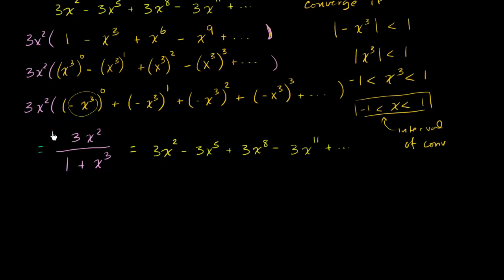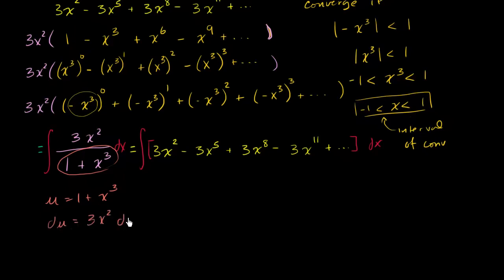So we're going to take the antiderivative of the left-hand side, and we're going to take the antiderivative of the right-hand side. Now on the left-hand side, I mentioned that, hey, it looks like we have an expression and its derivative that just calls out for u substitution. So if we say that u is equal to 1 plus x to the third, then du is going to be equal to 3x squared dx.